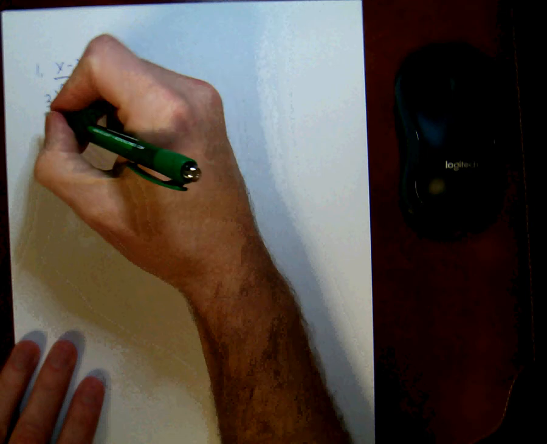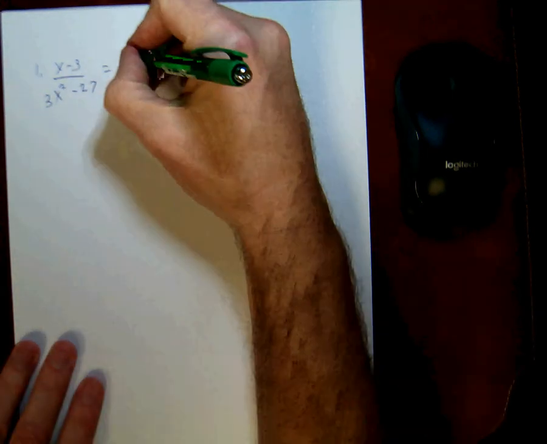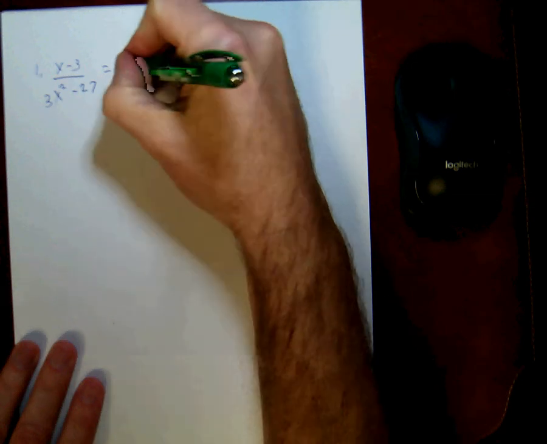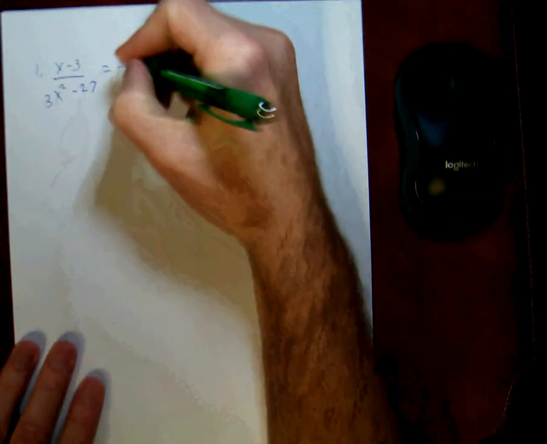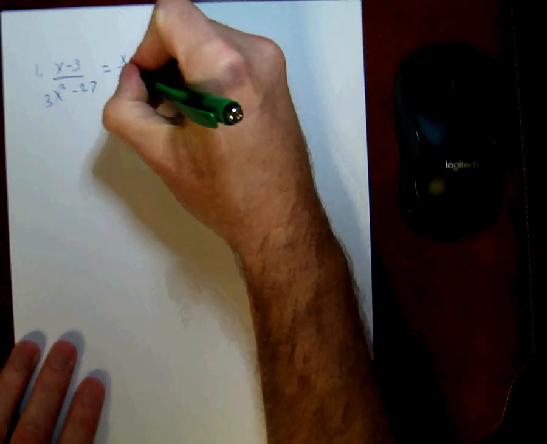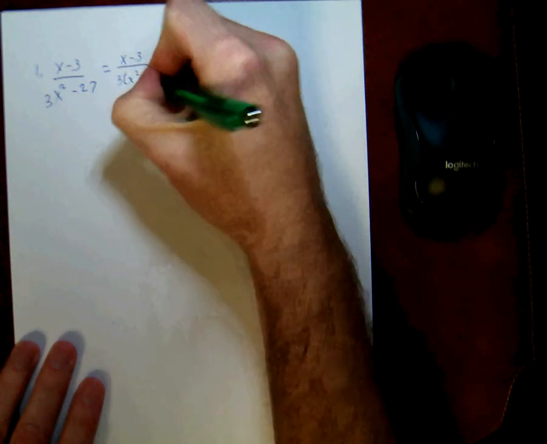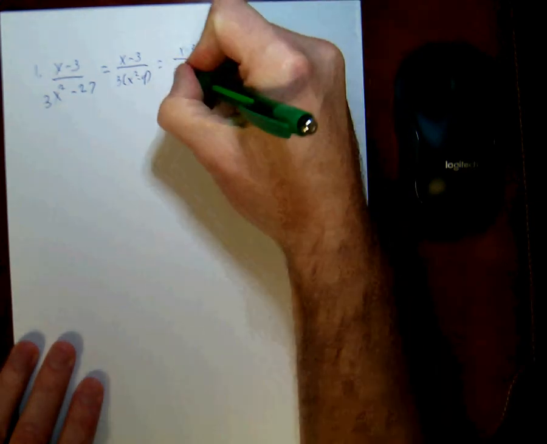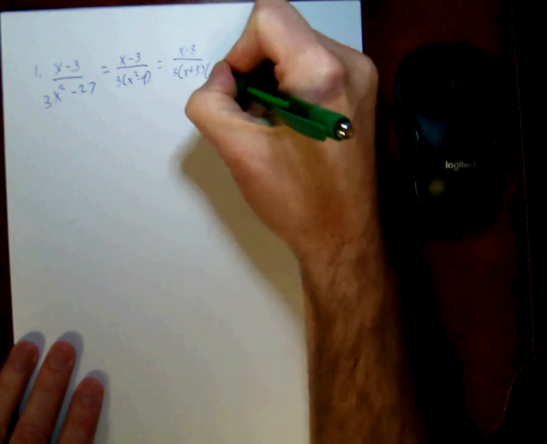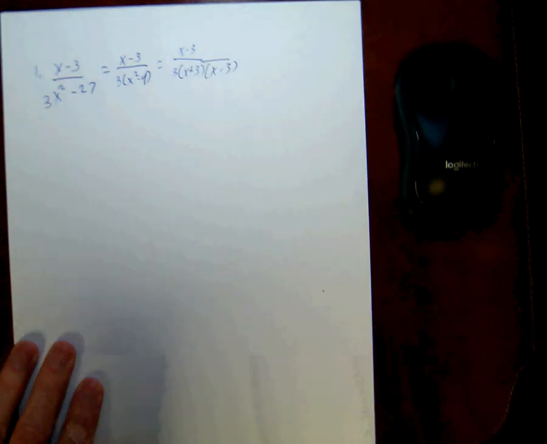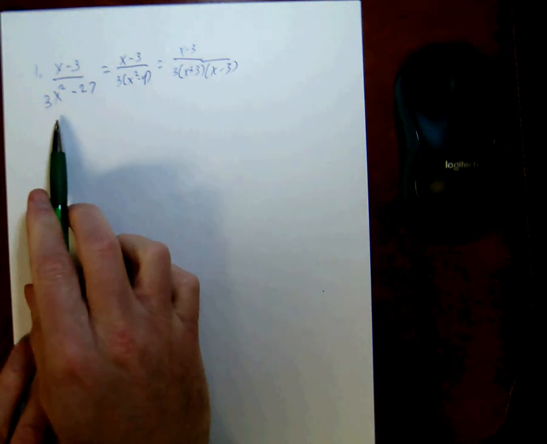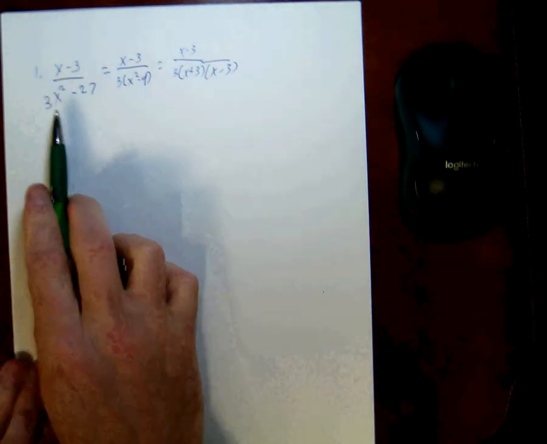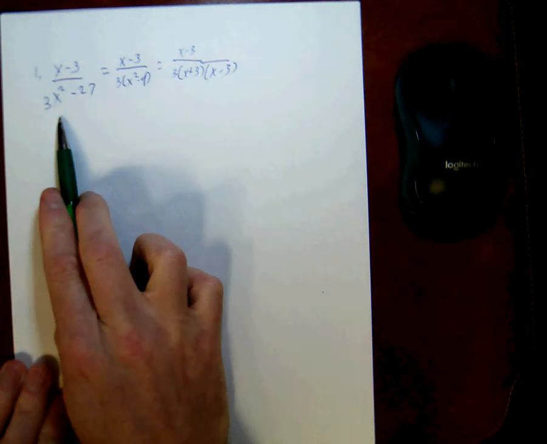The very first thing you want to do is, if possible, factor. On top, there's nothing you can do with that. You just get x minus 3. On the bottom, I pull a 3 out, and I end up with x squared minus 9. Well, that's going to factor. So I end up with x minus 3 over 3 times x plus 3, x minus 3. Right? So again, if you're confused about graphing, you should have the problem written down, and then you factor.